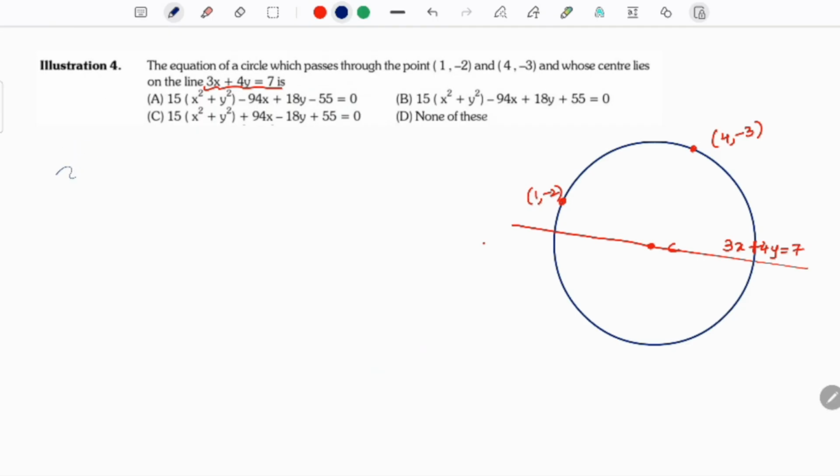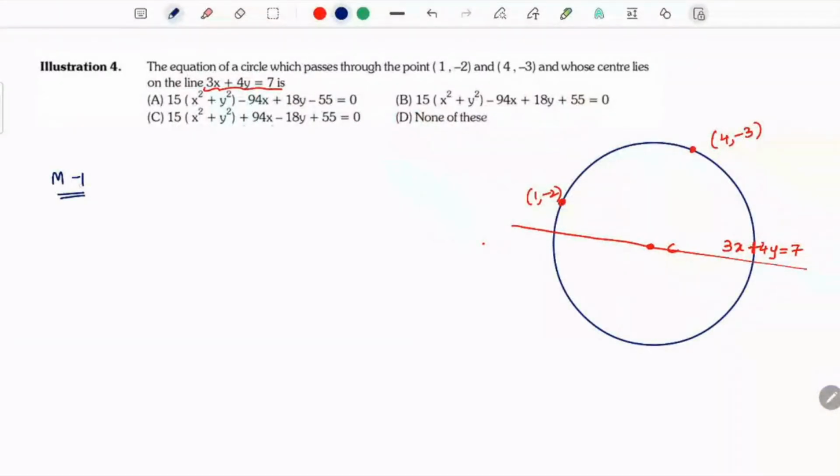Two methods are there, right? First method, and a very simple one. To find any circle equation, we have two strategies. The strategy is either you need center and radius. Try to find center and radius. Circle question means we always have to ask two questions: okay, let's find center and radius. Once you get center and radius, you have the circle equation.